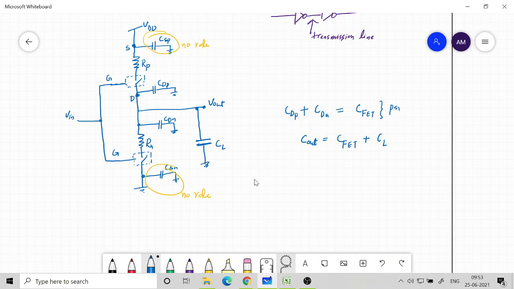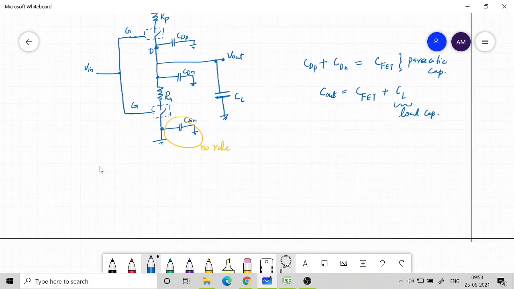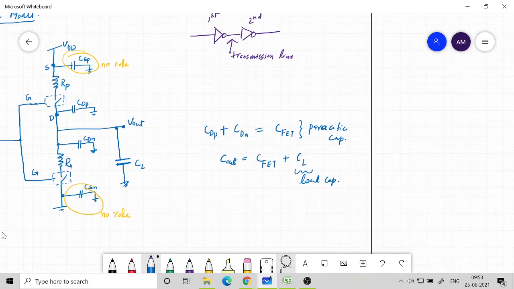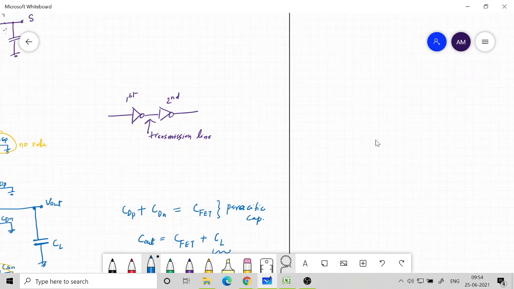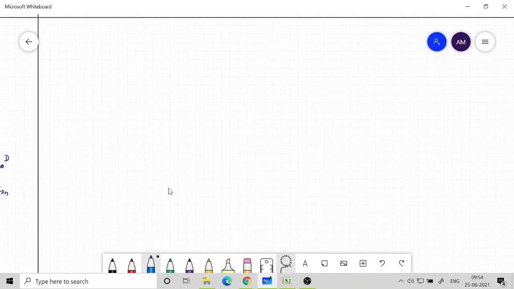This is the parasitic, and the other one is the load. So together we call it the output capacitance. So the model gets further simplified. So let us redraw this again.